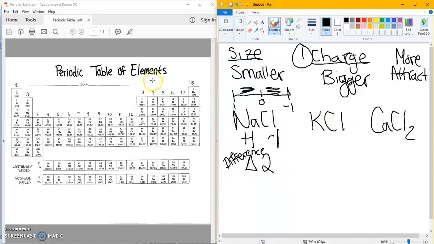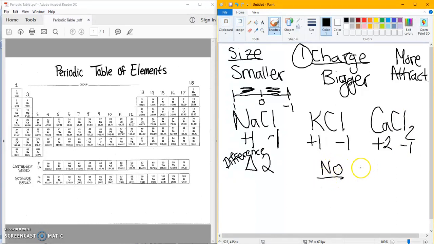All right, potassium. Potassium is also in group 1, so I'm going to do a +1. Chlorine is a -1. Calcium, however, is in group 2, so it has a +2. Chlorine still has a -1. Now you may be saying, well, there are 2 chlorines, so wouldn't that be a -2 charge? No.